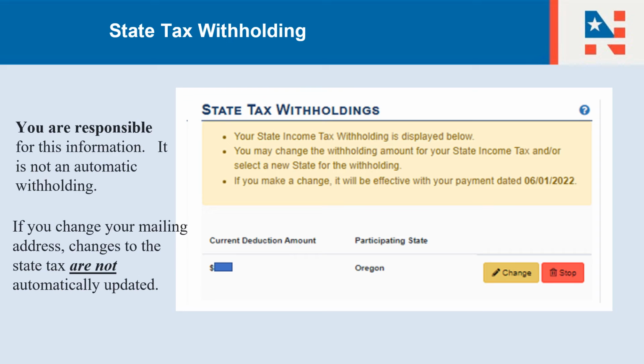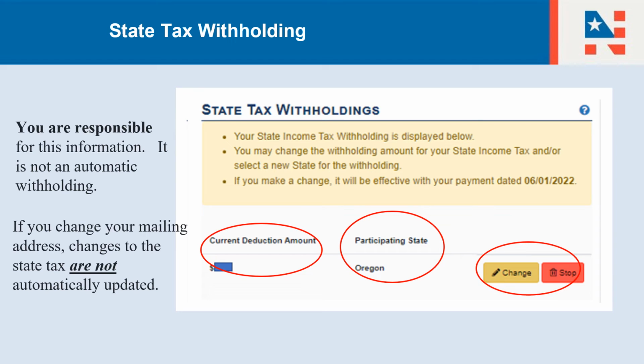You are responsible for entering state tax withholding information. It is not an automatic withholding. This section lists your current deduction amount and the participating states. You can change or stop at any time. The withholding amount must be in whole dollars. The amount must be at least $5. The amount cannot be more than the net amount of the payment you receive.